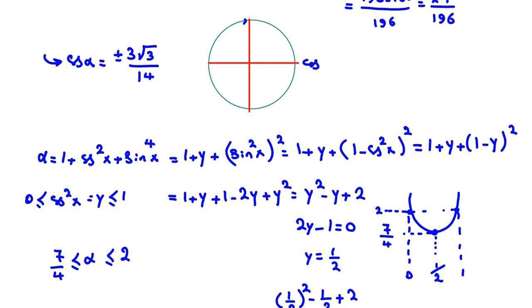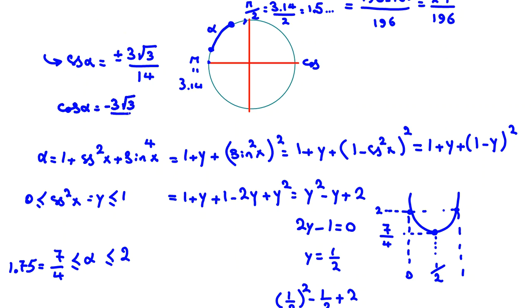Now we should see 7 over 4 and 2 will be what? Here it is pi over 2, which is 3.14 over 2, around this, which is 1 point something. Let me tell you, 3/4, 75. So it is 1 point 5 and something. So here it is pi. Pi is 3.14. So we can understand that our answer alpha is here. And as you can see, in this case, cosine alpha will be negative because it is here. So our answer is cosine alpha equal to negative 3 root 3 over 14.